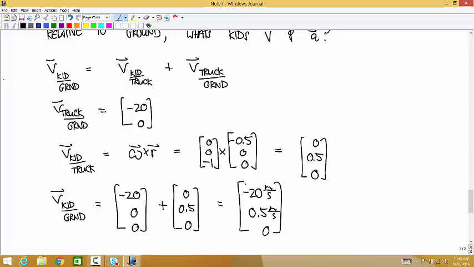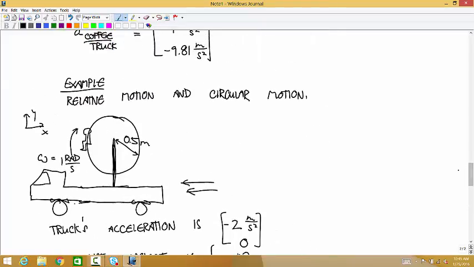Can you go back to R? Yeah. How do you find R again? R is the vector from the center of the rotation to the point you care about. So that's R. And it's negative because it's going out. It's in the negative x direction. Oh, okay.